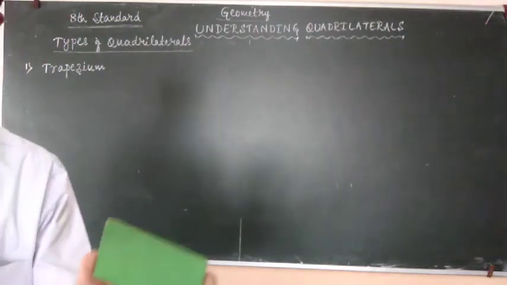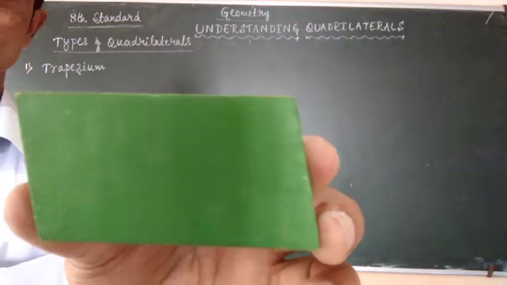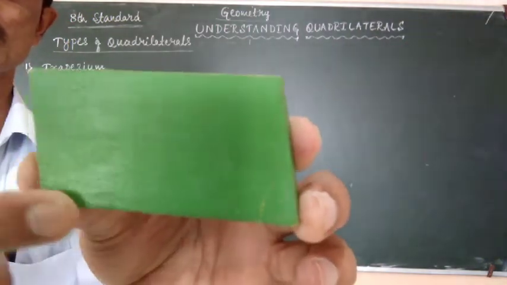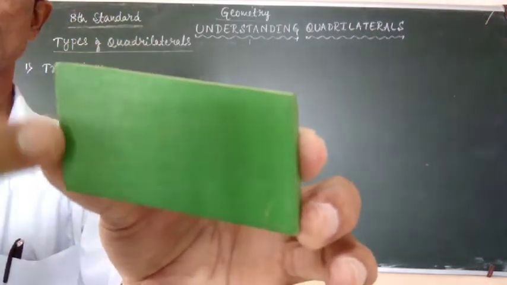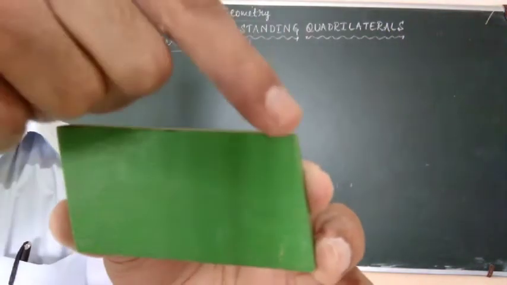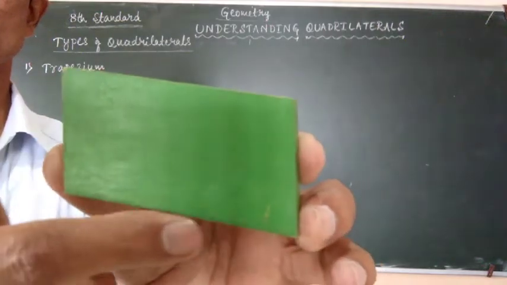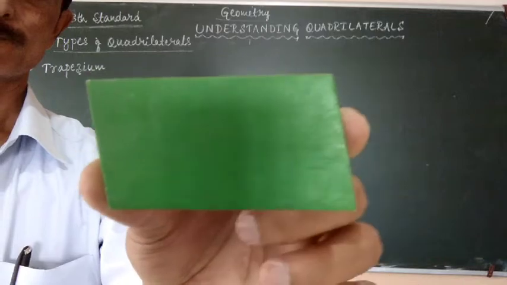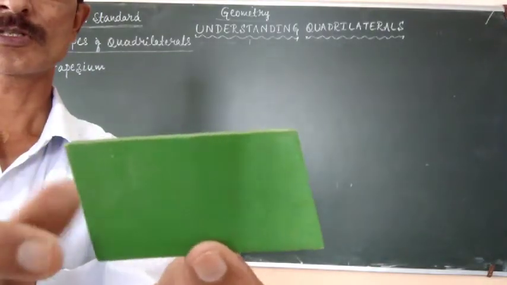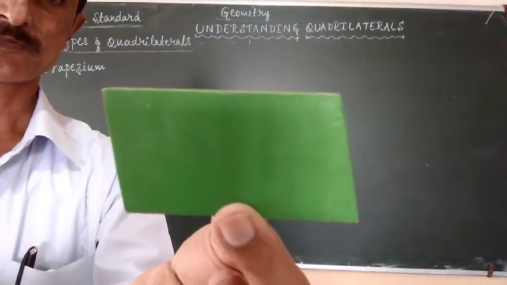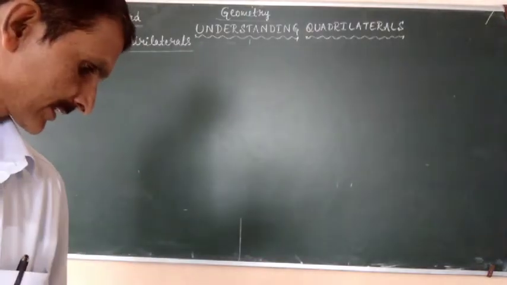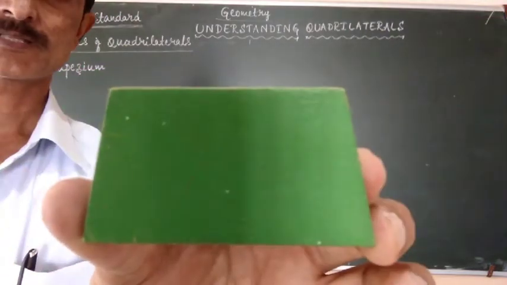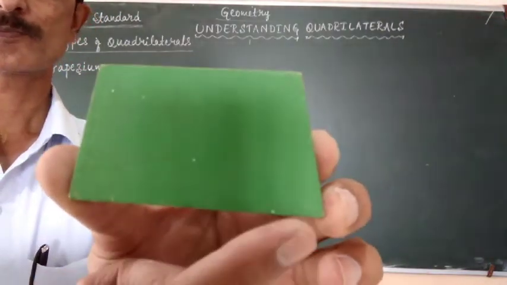Now if you observe this solid, what do you call this? It is a parallelogram. It is one type of polygon also. So if you observe this plane figure, observe this plane figure.